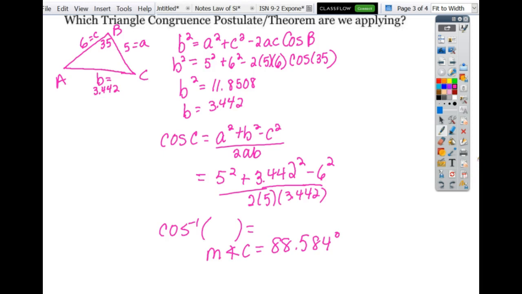Okay, so look. If I have this angle for C and I have 35 for B, we can just subtract for the measure of angle A. And I hope to all that is holy that you can take 180 minus 35 minus 88.584. That's what I got. I got 56. How'd you get 58? Oh, 56. I wrote the wrong number down.